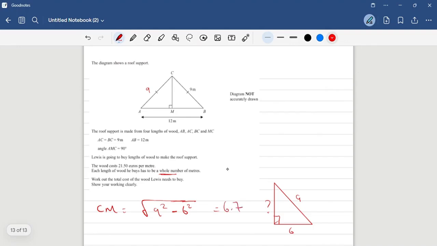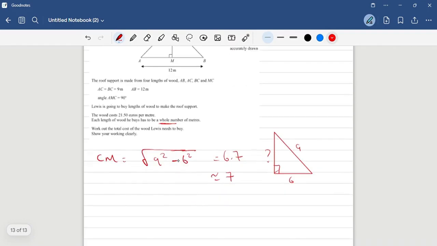6.7. Of course, as we said before, I cannot accept a fractional number of meters, so it will be 7. Do you understand this part? So the whole part is what I need to calculate. To calculate how much he has to pay, it will be 7 plus double of 9 plus 12. This is the whole number of meters that he will buy, and each meter costs 21.50, so it will be multiplied by 21.50. Now after that, which is equal to what?